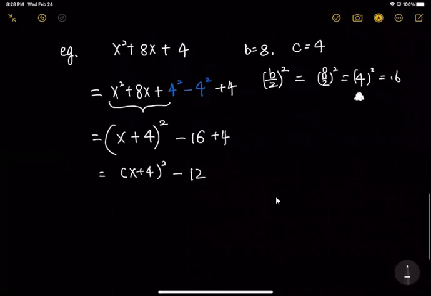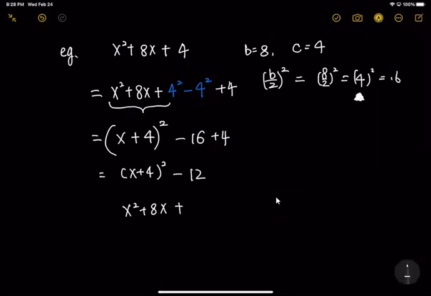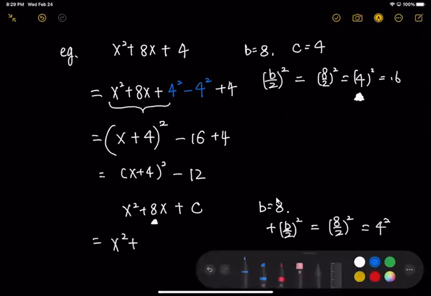So now let's try something more general. Instead of a 4, what if we use a constant term c? It doesn't matter, because what matters is the second term, the first power term. So still b is equal to 8. We want to add b over 2 squared to the function, which is 8 over 2 squared, which is 4 squared.